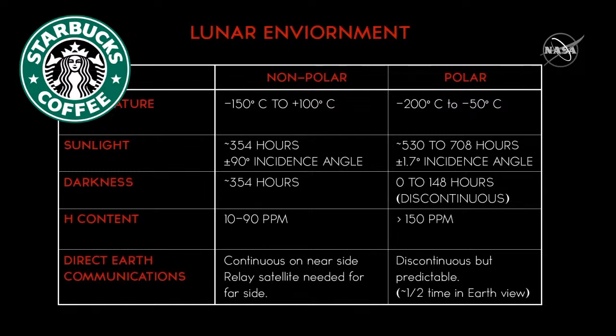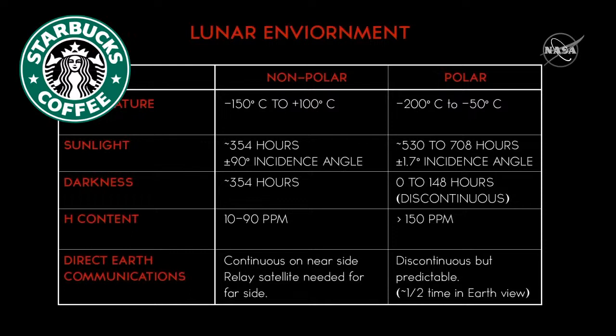On the moon, at noon, we get the hottest temperatures. When the sun goes down on most of the moon, it gets quite cold at night. The poles, on the other hand, are colder, but the temperature is much more stable than it is on the rest of the moon. Let's talk a little bit about hydrogen content.